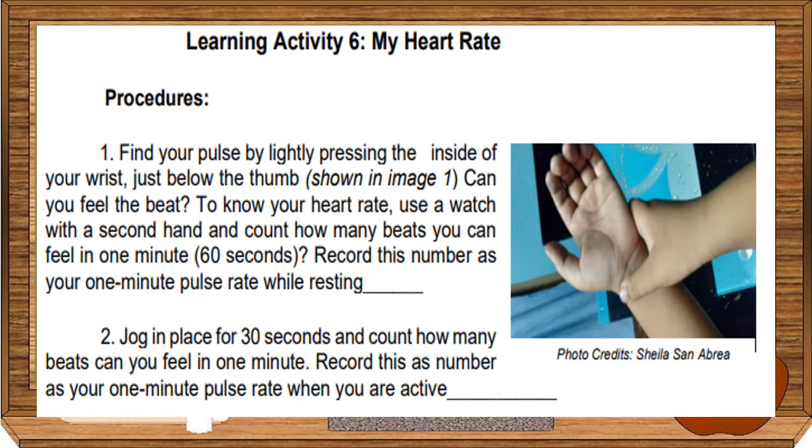In procedure number 1, find your pulse by lightly pressing the inside of your wrist. Just follow the image. Then, can you feel the beat? To know your heart rate, choose a watch with a second hand and count how many beats you can feel in 1 minute. Record this number as your 1 minute pulse rate while resting. Okay, are you ready? Time start now.